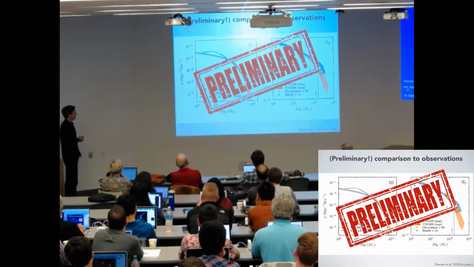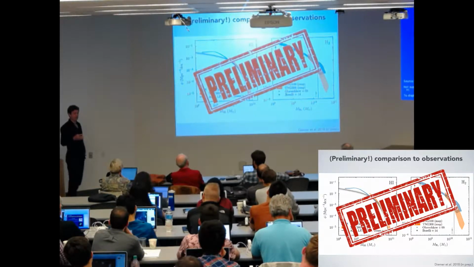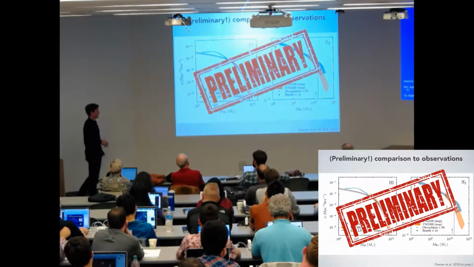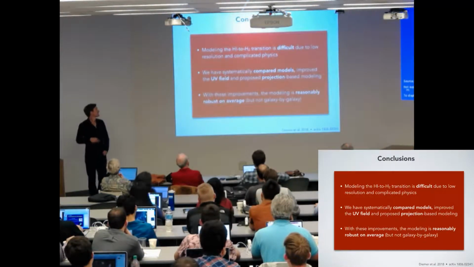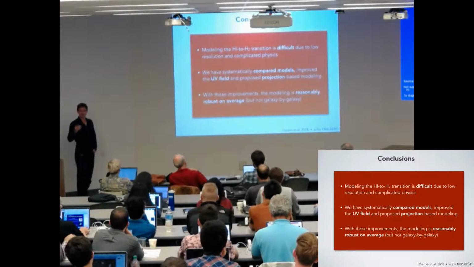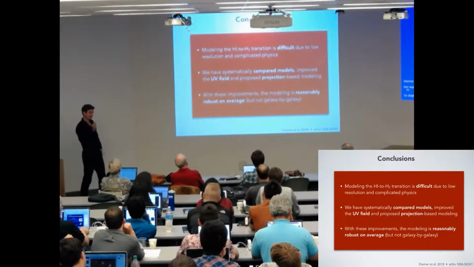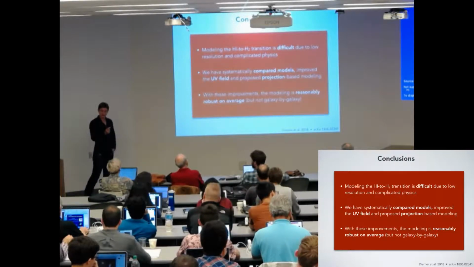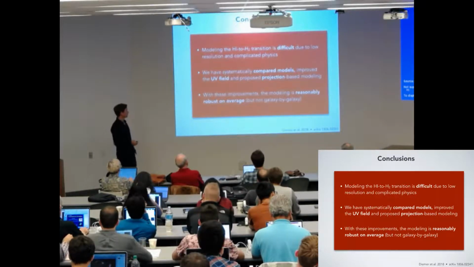Of course, the goal is that now, with this data, we can go and compare to a whole wealth of data. ALMA will give us higher redshift H2, the things that Ruben just showed, beautiful data to compare to. For now, all I want you to take away from this is that modeling the H1 to H2 transition is really difficult. And it's difficult for 2 reasons. Difficult because we don't have the resolution to get down to the level where all of this physics happens, and it's difficult because the physics itself is just complicated.